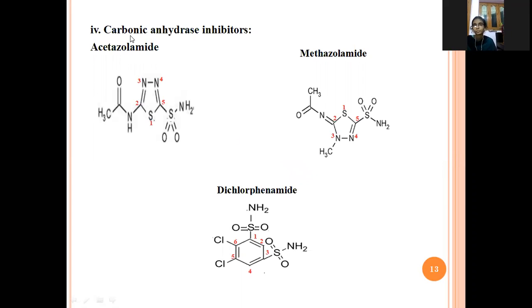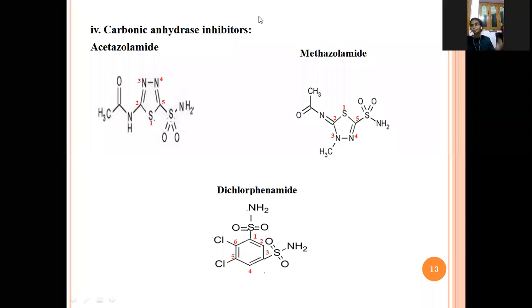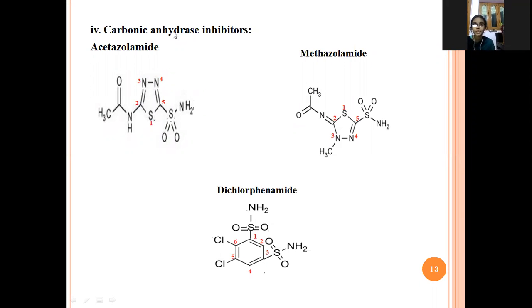Next, carbonic anhydrase inhibitors. In carbonic anhydrase inhibitors, the first drug is acetazolamide. If you see the structure here, this is the thiadiazole. In the first position, the sulfur is there. Third and fourth positions, nitrogen is there. So it is thiadiazole. And here in the 5th position, the sulfonamide group is attached.